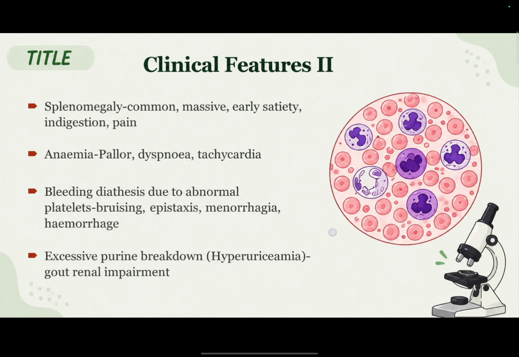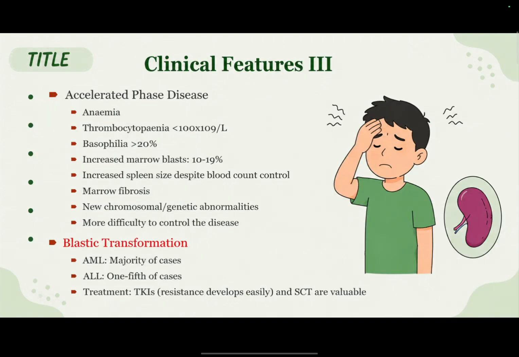manifesting as easy bruising, epistaxis, and menorrhagia. Finally, massive nucleated cell turnover causes excessive purine breakdown, leading to hyperuricemia, which can trigger acute gout or renal impairment. If it is left unchecked, the disease transitions into accelerated phase.